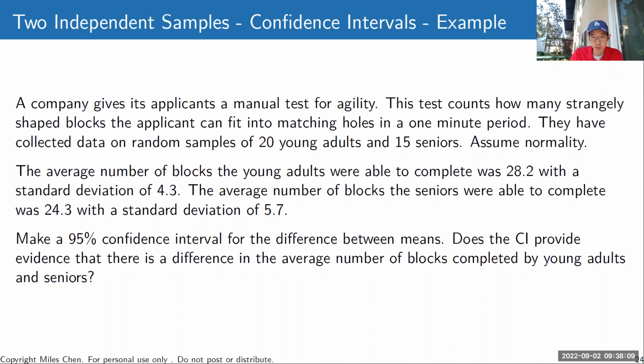We'll just plug in our numbers. We'll call young adults group 1. So my N1 is 20. My X bar 1 is 28.2. My standard deviation S1 is 4.3. We'll call the seniors group 2. So N2 is 15. X bar 2 is 24.3. S2, the standard deviation, is 5.7.